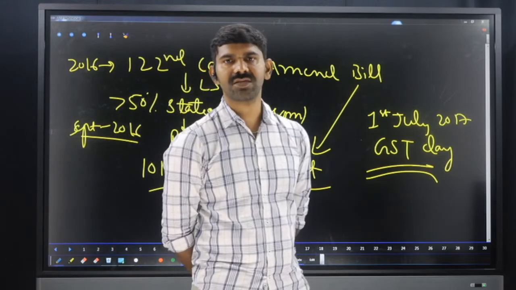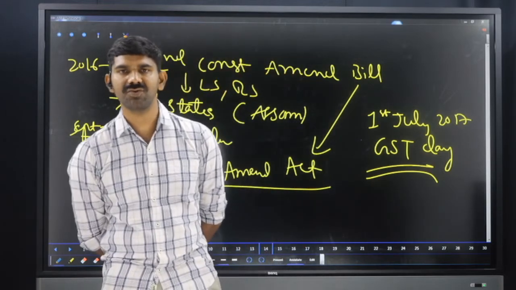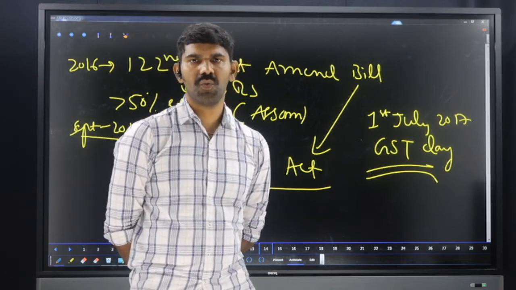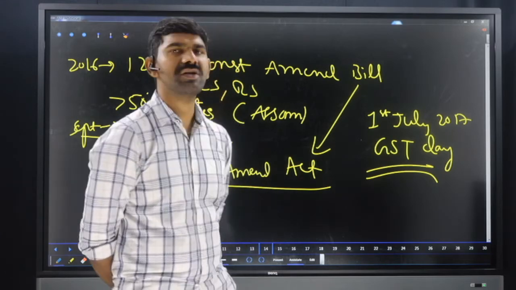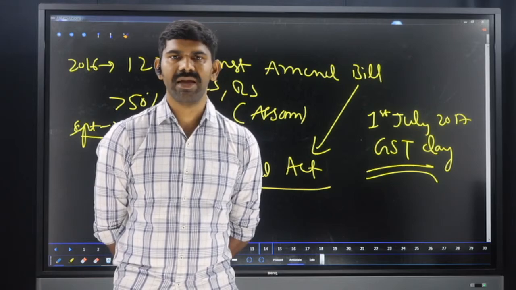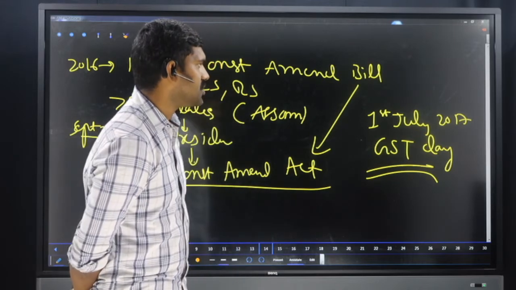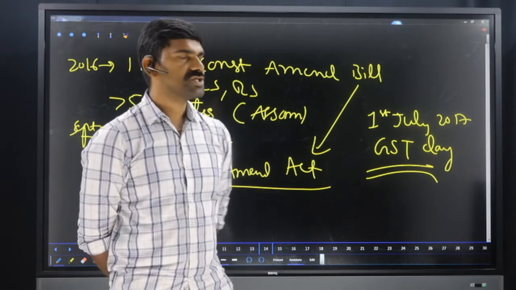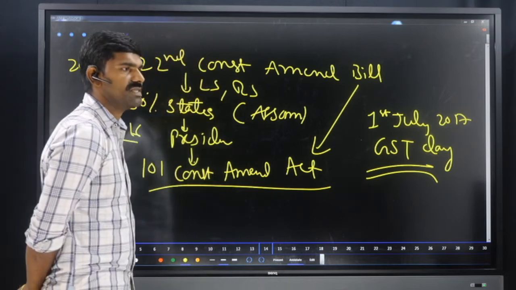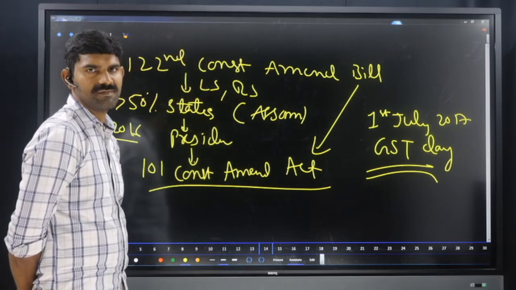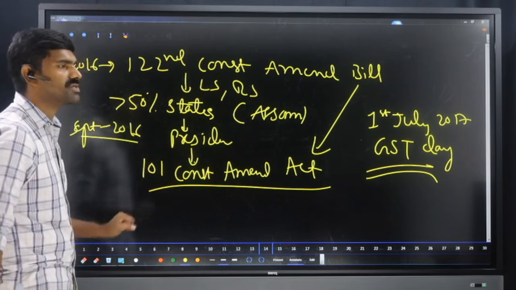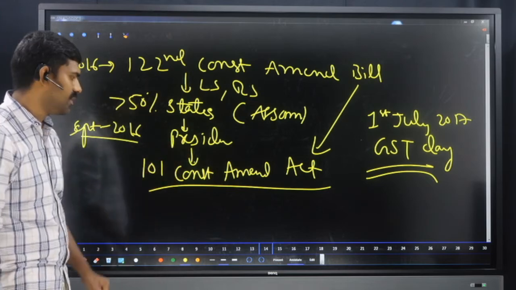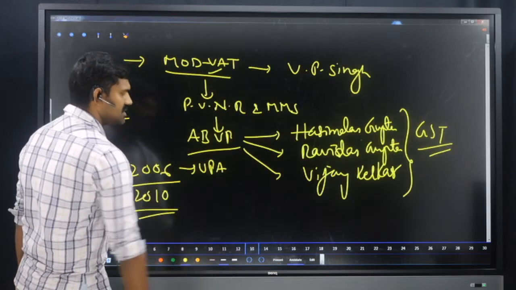1st of July is Doctor's Day. 1st of July is CA Day. 1st of July is also one more day. What is that? SBI Foundation Day. Maybe it was dealt with in the banking awareness class. So that is the significance of 1st of July, when GST came into implementation. This is with respect to the history of GST. Very important. Take a screenshot of these things.